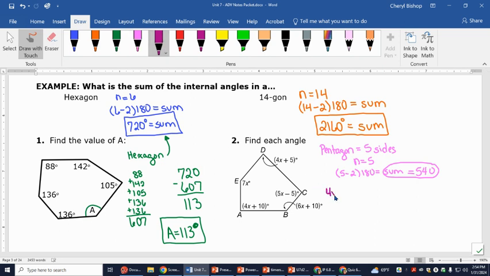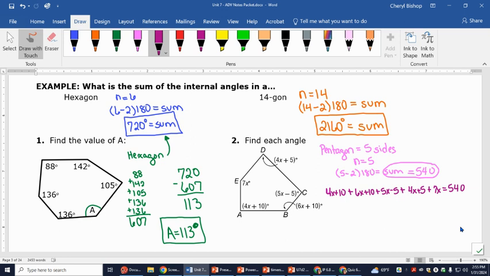A is 4x plus 10 plus B. B is 6x plus 10 plus C, 5x minus 5, plus D, 4x plus 5, plus E, 7x. Those 5 angles, 3, 4, and 5, will all add up to 540 degrees.